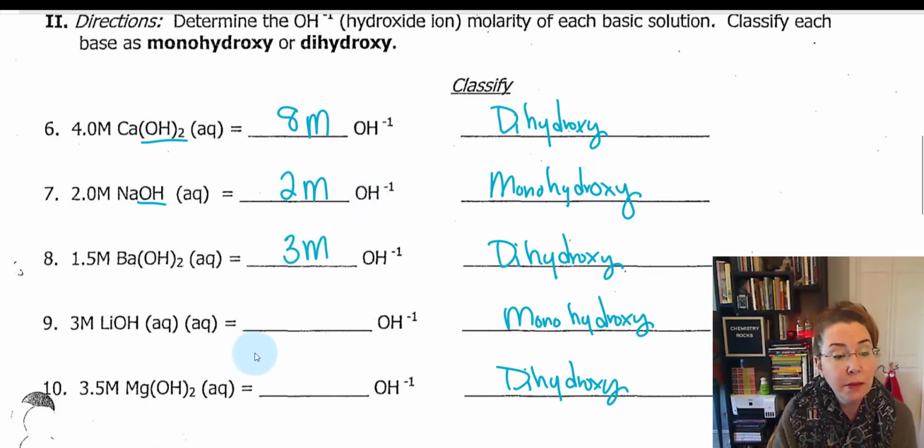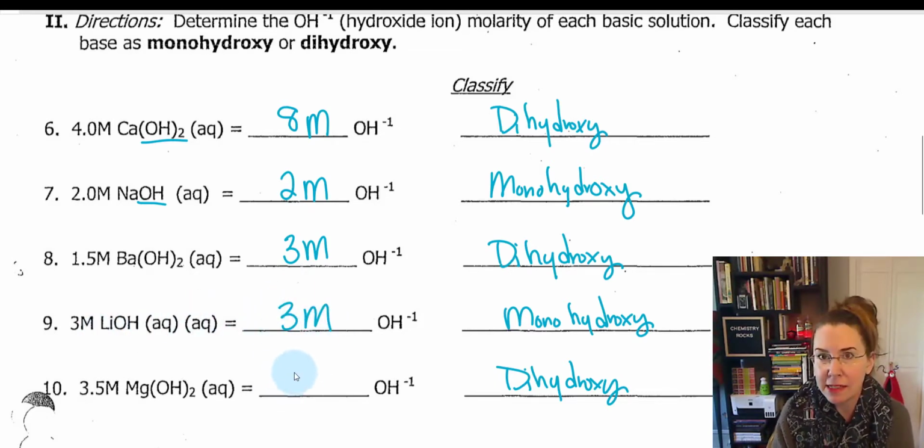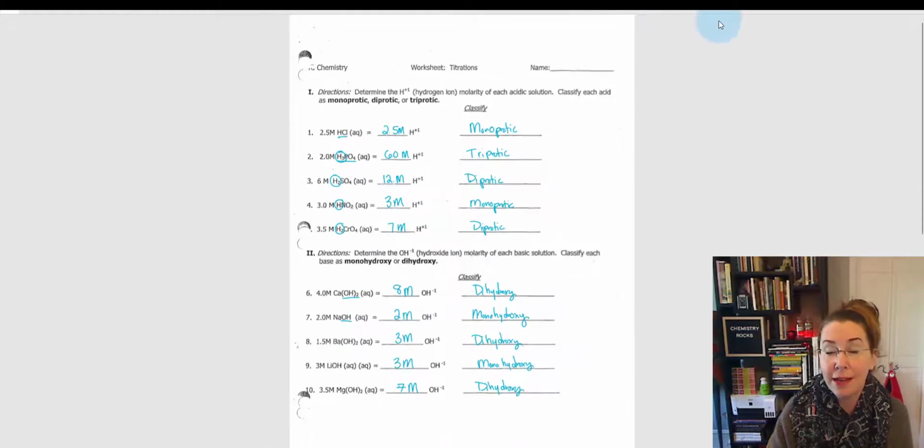Our next one, we are monohydroxy. It starts as 3 molar. That means it ends as 3 molar. And our last example, number 10, we're a dihydroxy base, magnesium hydroxide. Our molarity is 3.5. Since we're releasing 2 hydroxide groups, we have to multiply that by 2, and that is going to give us a molarity of 7. Alrighty, so that is our answers to page 39.